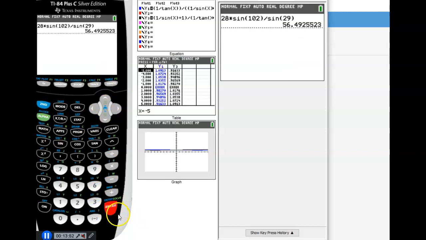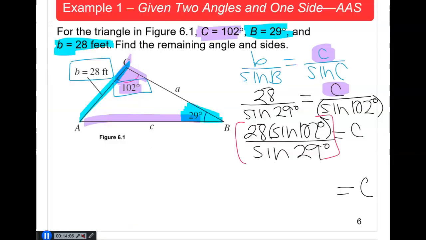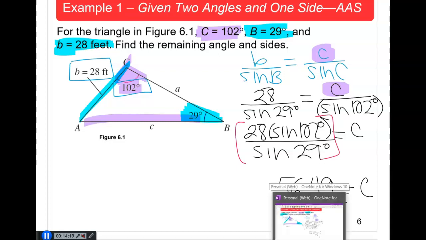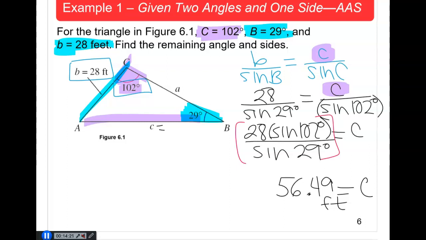So we have our solution here, 56.49. I noticed on the homework, they're asking you to round to the nearest hundredth. Well, that means 2 digits after the decimal point, so 56.49. Okay, and this will be the side, and of course the units will be in feet. Now, because we have that side, but remember we rounded a little bit.